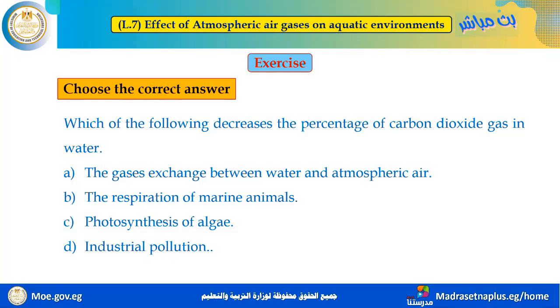Good. Another question, which of the following decreases the percentage of carbon dioxide in water? So we're talking here about the solubility, the factors that affect the solubility. The choices here: the gas exchange between water and atmospheric air, the respiration of marine animals, photosynthesis of algae, industrial pollution. Yes, that's completely right. The photosynthesis of algae.